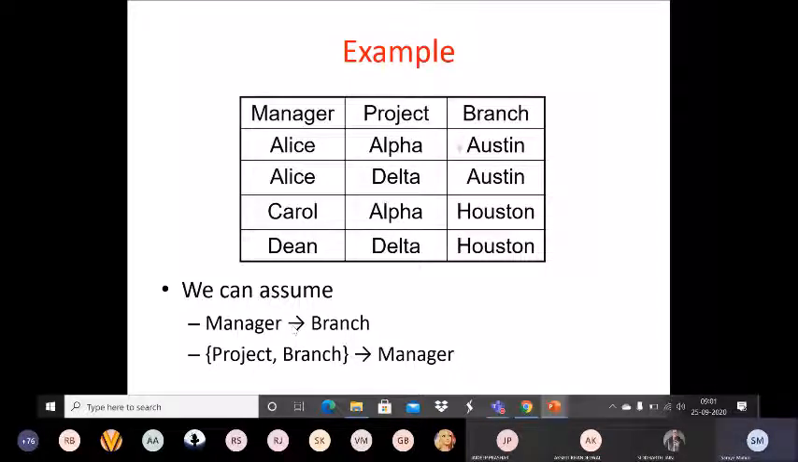Project and branch can determine manager. This is also true. A particular project and a particular branch, because project Delta is going on in two branches, Austin and Houston. So if you take project and branch, you can determine the manager. No problem. So these two functional dependencies exist here.